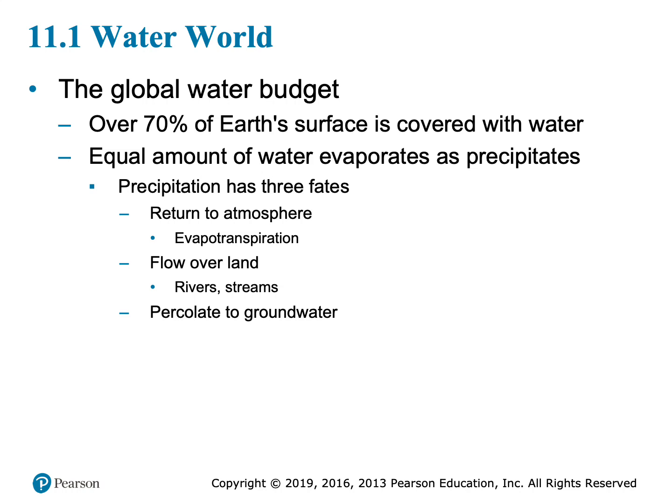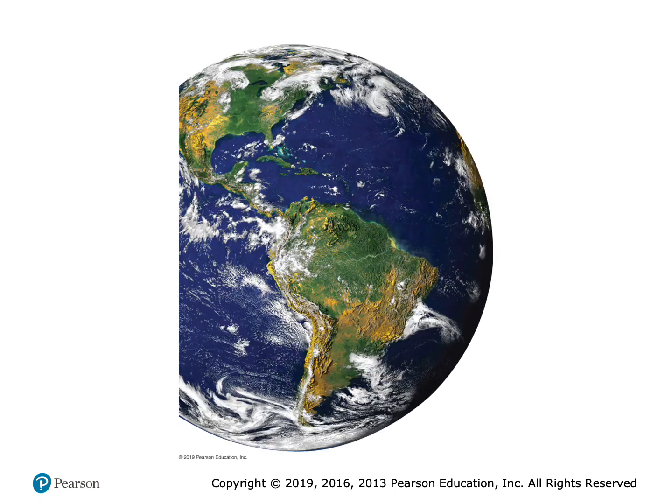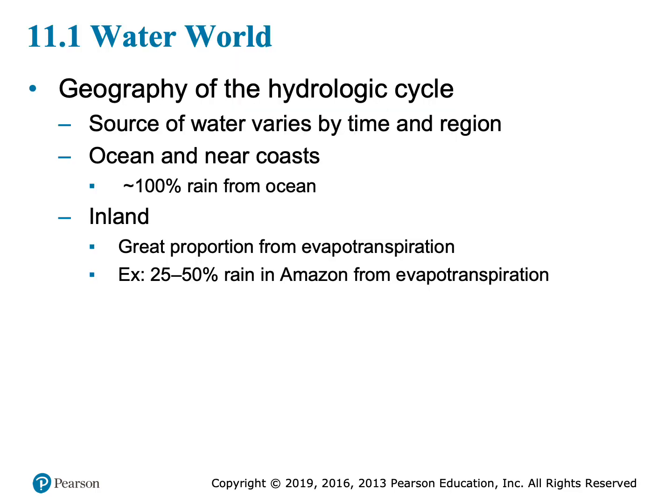Precipitation can have three fates. It can return to the atmosphere due to evapotranspiration. It can flow over the land as rivers and streams, or it can actually percolate, and that just means kind of run deeper down into the groundwater. So here's a look at how water covers over 70% of Earth's surface and how it's essential to all forms of life. So the geography of the hydrologic cycle, again, this is the first blank in your notes if you're following along and printed those out.